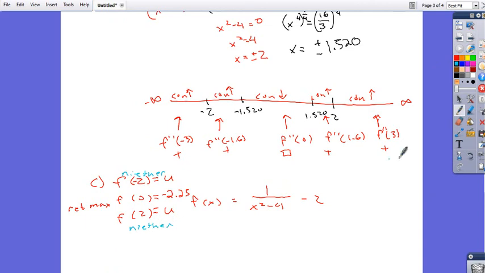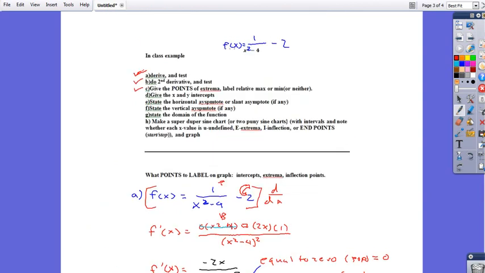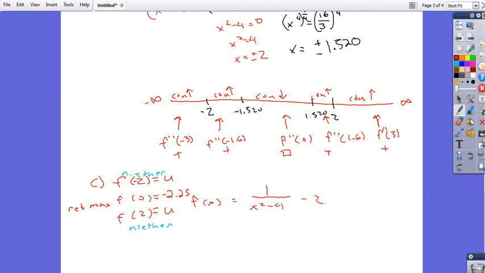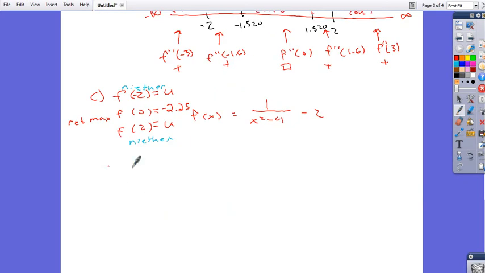Okay, now going down to D. So that was easy. That took a lot less time than A and B did. Give the x and the y intercepts. So let's go ahead and do that. We have the original function.